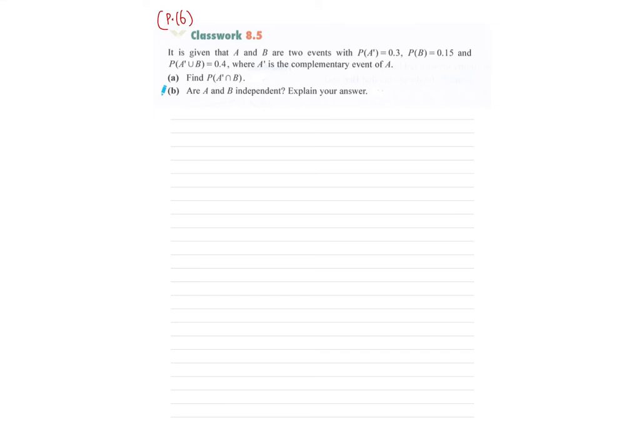And the next page, page 16, is classwork 8.5, a very typical question asking whether two events are independent or not. So first of all, let's do part A. Part A is to find the probability of not A intersection B.